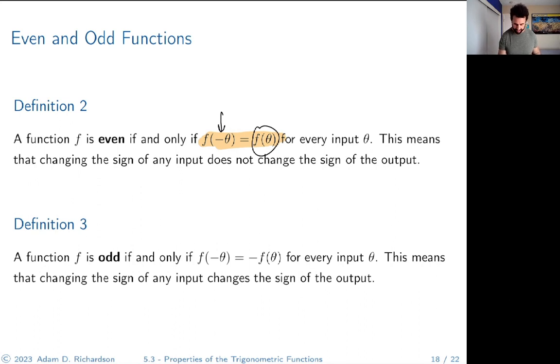A function is odd if it does have an influence when you change the sign of the input. So a function is odd if f of negative theta equals negative f of theta. What this says is, if you change the sign of the input, it changes the sign of the output. That's an odd function.